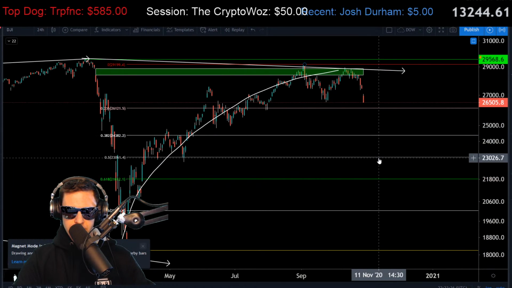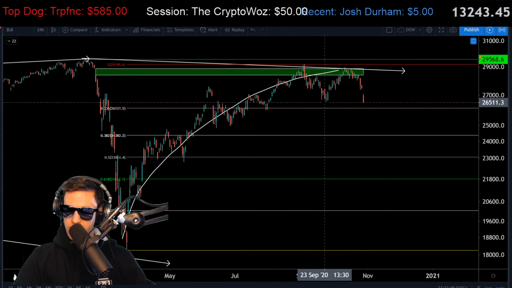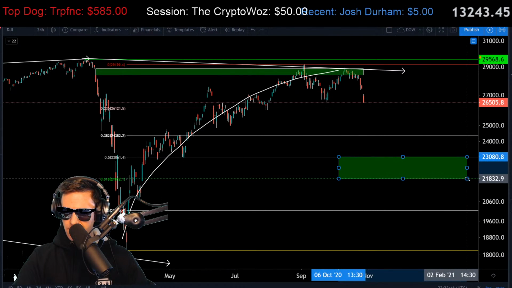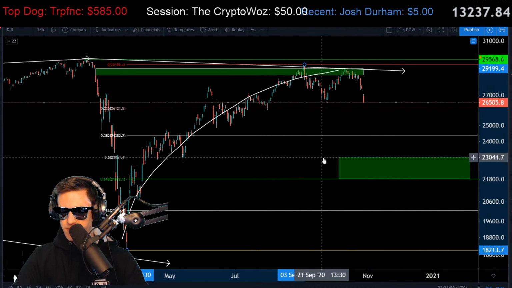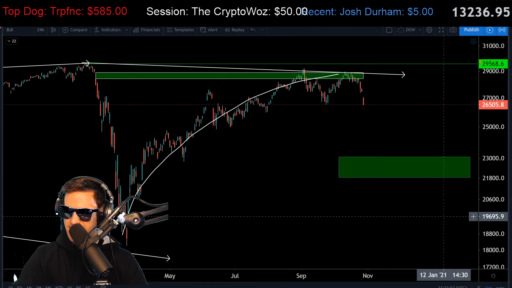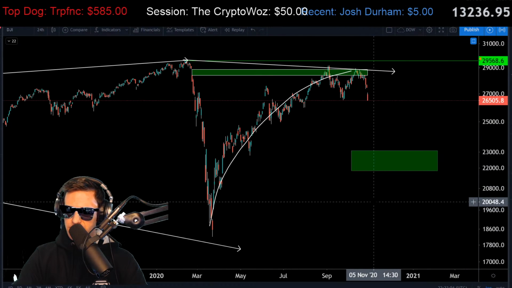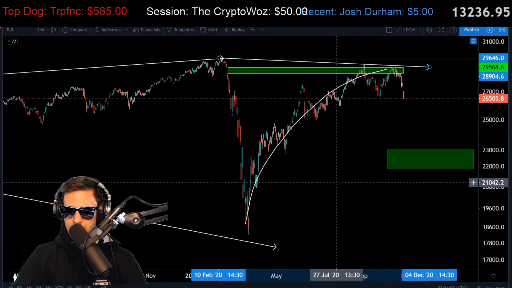I mean, I think honestly, after we've closed under the support in September, I think all bets here for the Dow for me are down here at the 0.5 to 0.618 retrace. 23,000 to 21,800. This does not look good. Nothing about this looks good.